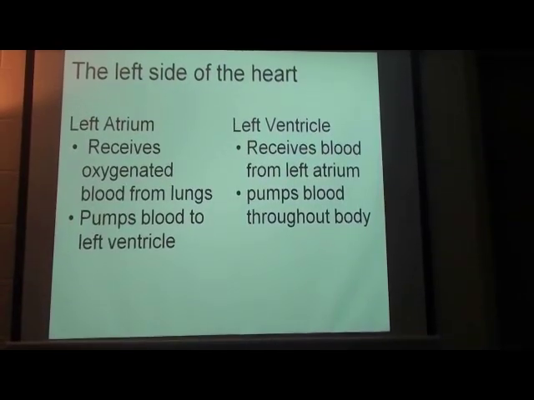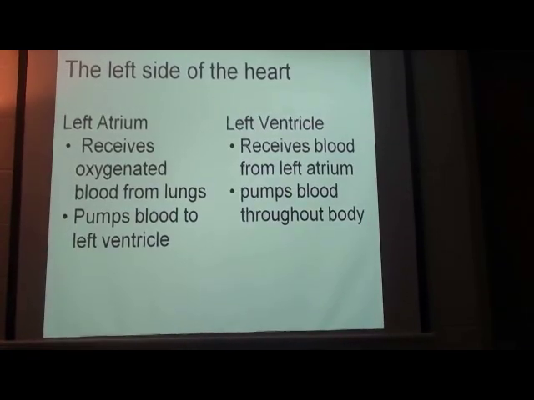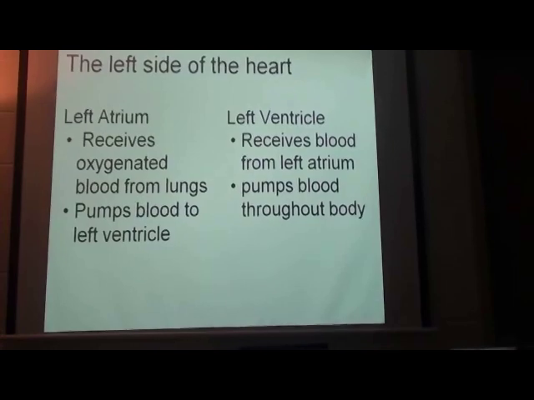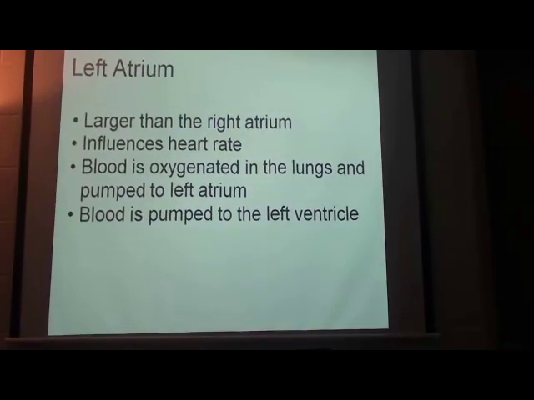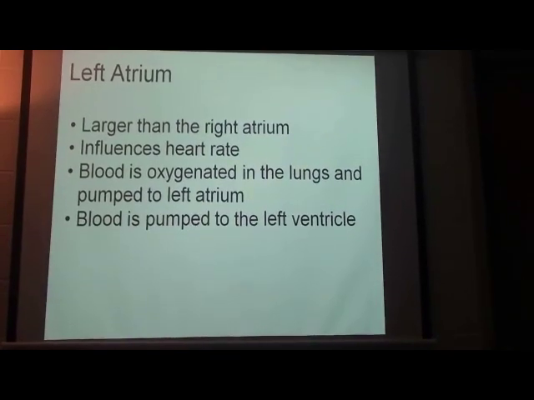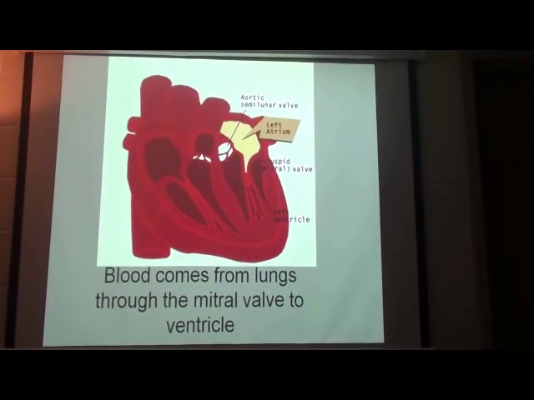The left side of the heart, the left atrium, receives oxygenated blood from the lungs and pumps blood into the left ventricle. The left ventricle receives blood from the left atrium and pumps blood throughout the body. The left atrium is larger than the right atrium and influences heart rate. Blood is oxygenated in the lungs and pumped to the left atrium. Blood is pumped to the left ventricle. This is a picture of the left atrium.